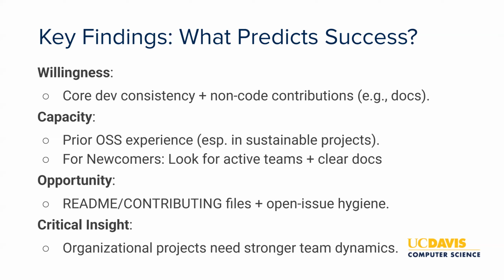The last one is opportunity, which refers to how accessible a project is. Good documentation like README and contributing files makes it easier for new contributors to get involved. Meanwhile, projects with too many unresolved issues often struggle. Maintaining clear documentation and well-managed issues can improve sustainability. And the key observation here is that organizational projects require more experienced developers and stronger team dynamics than individual projects.